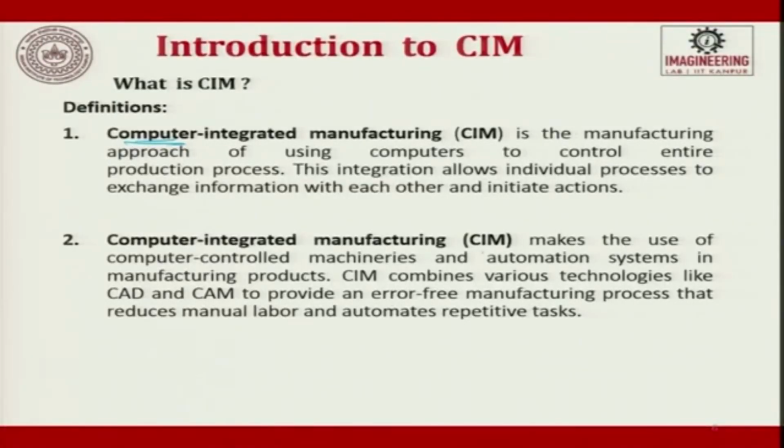Computer integrated manufacturing makes use of computer controlled machinery and automation systems in manufacturing products. CIMS combine various technologies like CAD and CAM. CAD is nothing but computer aided design. There is a big difference between drafting and design. What we do on a drawing board, only drawing the dimensions, is called drafting. Designing is drafting plus simulation and optimization.